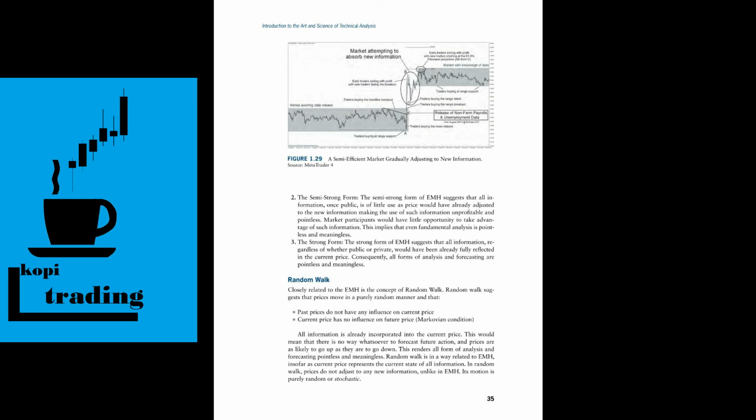Random walk. Closely related to the EMH is the concept of random walk. Random walk suggests that prices move in a purely random manner and that past prices do not have any influence on current price. Current price has no influence on future price. Markovian condition: all information is already incorporated into the current price. This would mean that there is no way whatsoever to forecast future action, and prices are as likely to go up as they are to go down. This renders all forms of analysis and forecasting pointless and meaningless.